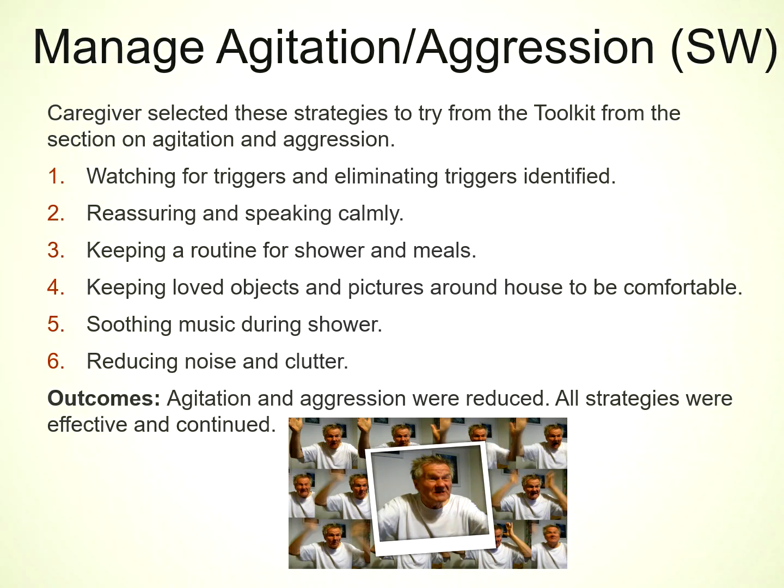And to manage the agitation and aggression, the social worker took these actions with the caregivers, selecting these strategies from the toolkit. They watched for triggers and eliminated triggers that were identified, used a reassuring, calm speaking voice, kept a routine for shower and meals, kept the loved objects and pictures around the house to be comfortable, used soothing music during the shower, and reduced noise and clutter. The outcome for the participant was agitation and aggression were reduced, and all strategies were effective and continued.